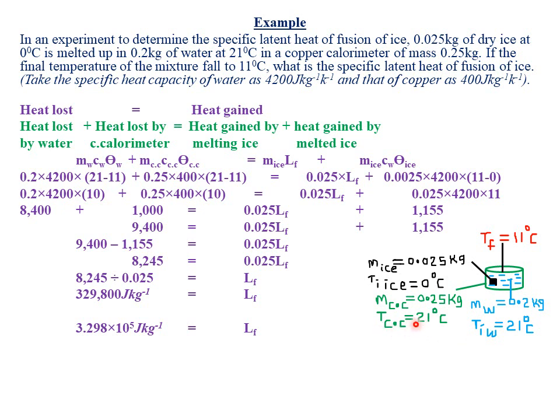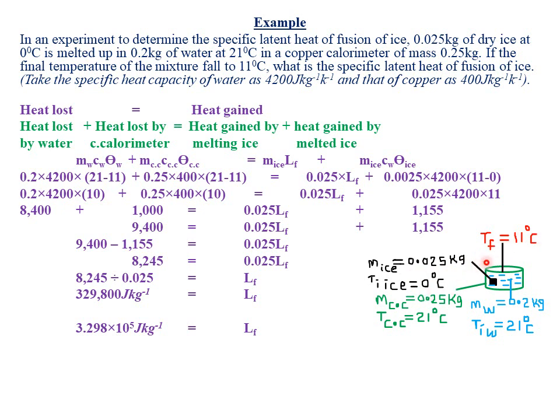Similarly, because the initial temperature for the copper calorimeter was 21 degrees Celsius and the final temperature of the mixture is smaller than 21 degrees Celsius, it means that both the water and the copper calorimeter were losing heat. Therefore, heat lost by water plus the heat lost by the copper calorimeter must be equal to the heat gained. We said that if a substance gains heat, its final temperature must be greater than the initial temperature. And you can clearly see that the initial temperature for the ice was 0 degrees Celsius. The final temperature of the mixture is 11 degrees Celsius. So because the initial temperature is smaller than the final temperature, it means that the ice was actually gaining heat.